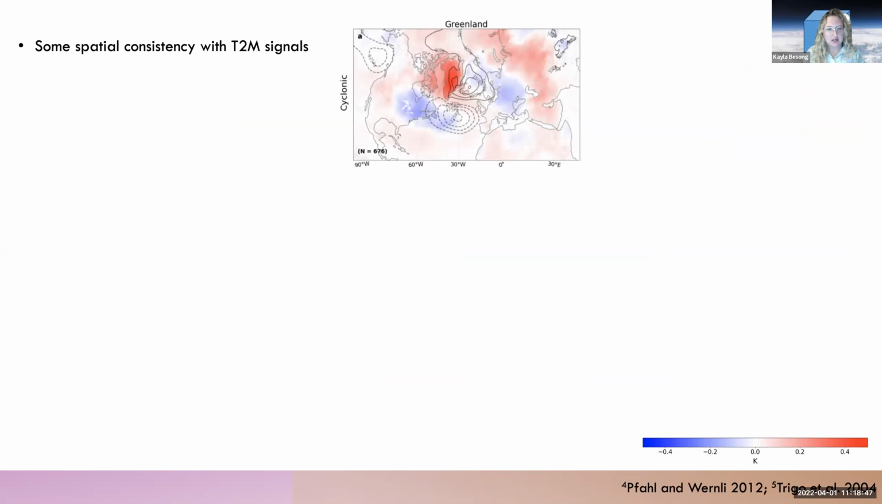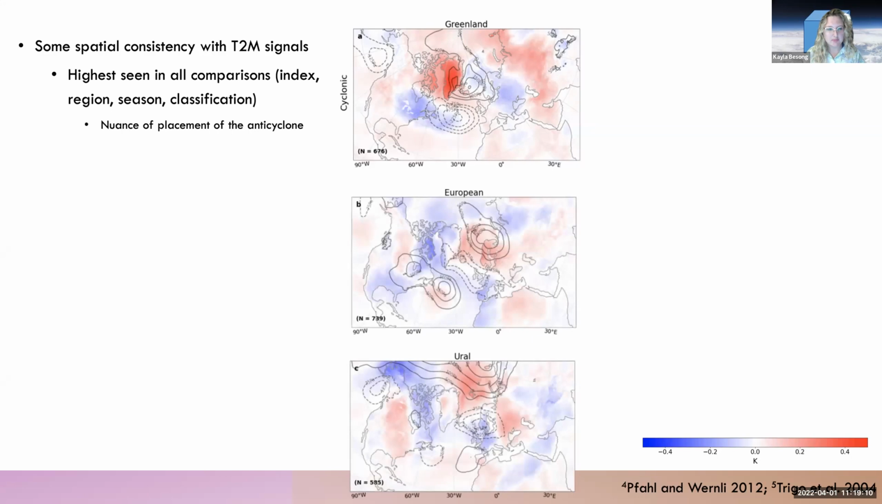So here we have featured the cyclonic sea level pressure composite over the Greenland region, also featuring our 2-meter temperature anomaly. What I've seen here is that there is some spatial consistency with 2-meter temperature signals in the composites, regardless of all of our classifications, so index, region, season, etc. But there is a nuance to this result: it does depend on the placement of the anticyclone, right? So it is somewhat regionally dependent on where your blocking anticyclone is.